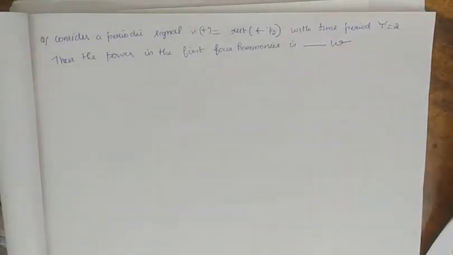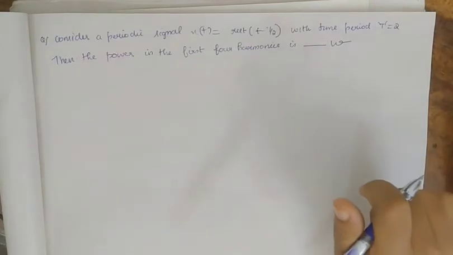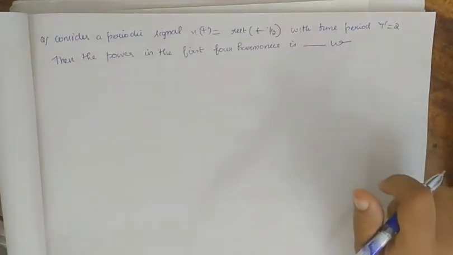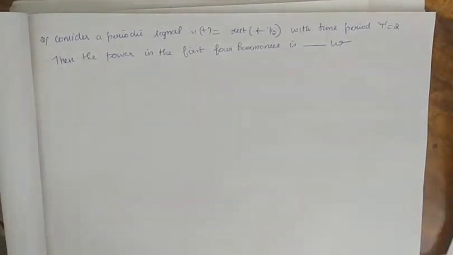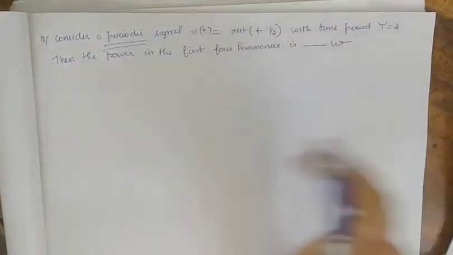Consider a periodic signal x of t is equal to rectangle (t minus 1 by 2) with the time period T is equal to 2. Then the power in the first 4 harmonics is. Okay, so I consider a periodic signal. It is given in the question that it's a periodic signal. Okay, so it repeats itself with time period T.